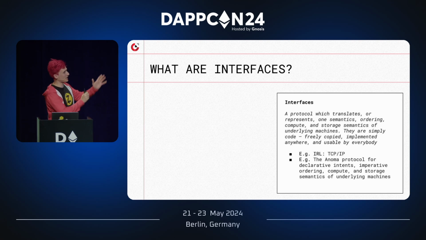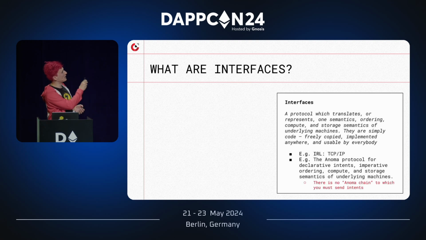And I want to make this very clear. The Anoma protocol, it's just code. It's freely copied. It's an interface for declarative intents and implements imperative ordering, compute, and storage semantics of an underlying machine. But if two of you in this room want to just agree on how you coordinate over an intent-centric system, you can just use Anoma. You do not have to go via any central intermediary. You don't have to go via any chain. You can just agree on this as an interface.